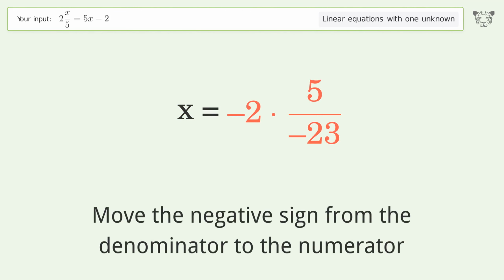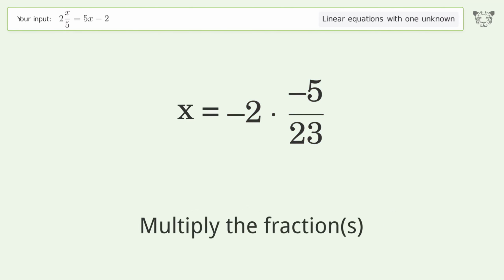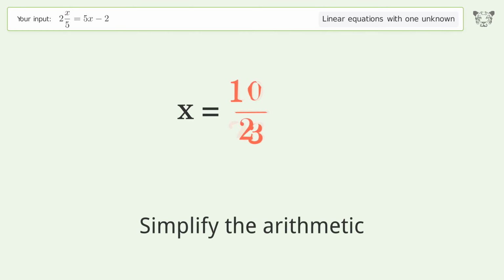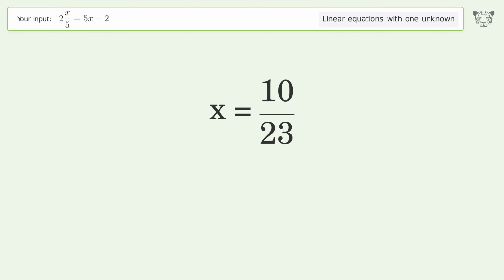Move the negative sign from the denominator to the numerator. Multiply the fractions. Simplify the arithmetic. And so the final result is x equals 10/23.